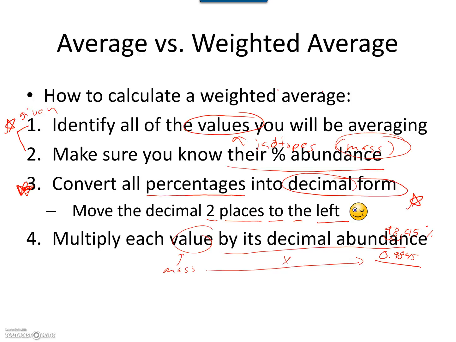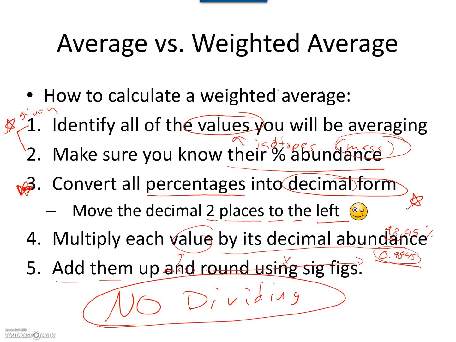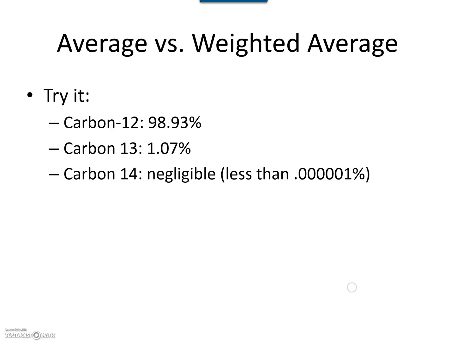All right, and then last, this is again where people go wrong. Last thing we do is add. I've taken my mass value, multiplied it by my decimal abundance, and I just add all those different numbers up. So no dividing. No dividing necessary with weighted averages. With a traditional average, you add and divide. With a weighted average, you multiply, then add. No dividing.